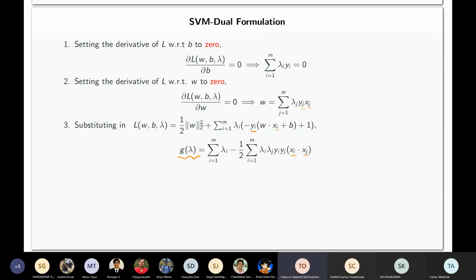And if we substitute it here, what do we get? Yeah, so this is norm of w squared, then we will have xj dot xj terms, right? And this term is sum of lambda, which is coming from here.